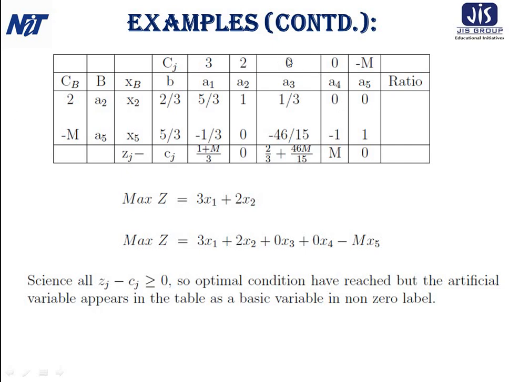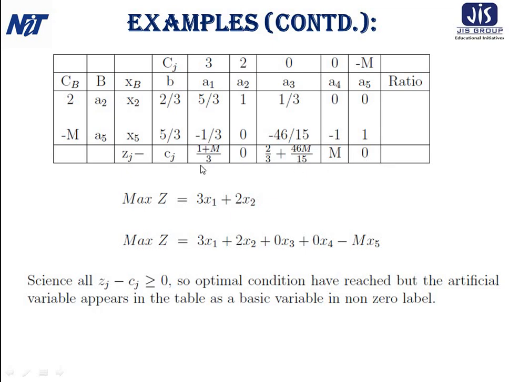2 into 0, because Cj is 0. 2 into 0, 0, minus m into minus 1, m. So m plus 0, m minus 0, that is m. 2 into 0, 0, minus m into 1, minus m plus 0, minus m, minus of minus m, that is plus m. So minus m plus m, that is 0.